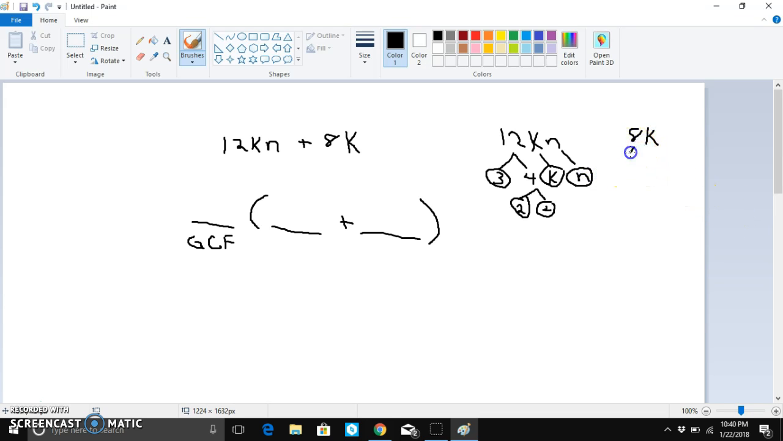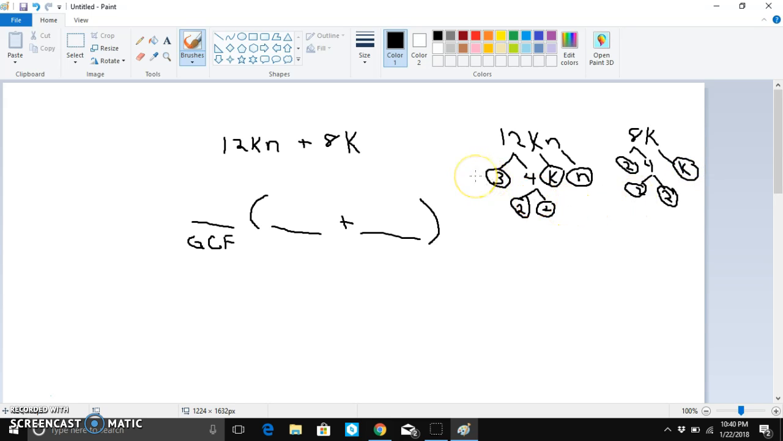Okay, for 8k, we have 2 times 4. 2 is prime. Factor out the 4 into 2 times 2. Circle the 2's, they're prime. And then k doesn't have an exponent, so k can just be brought down as k, circling.